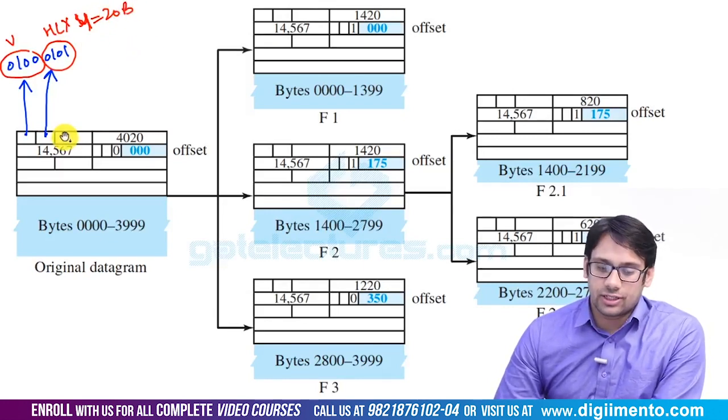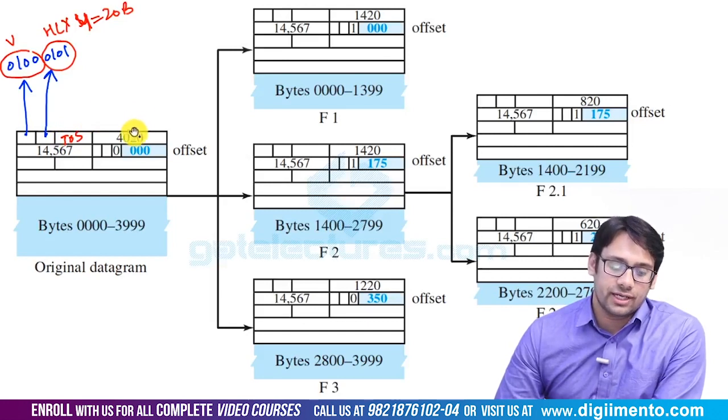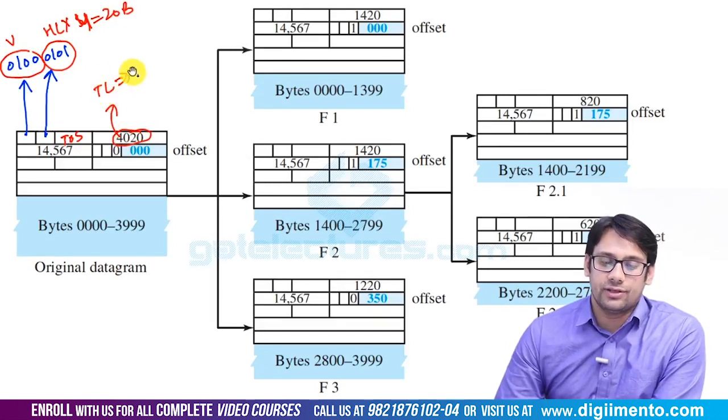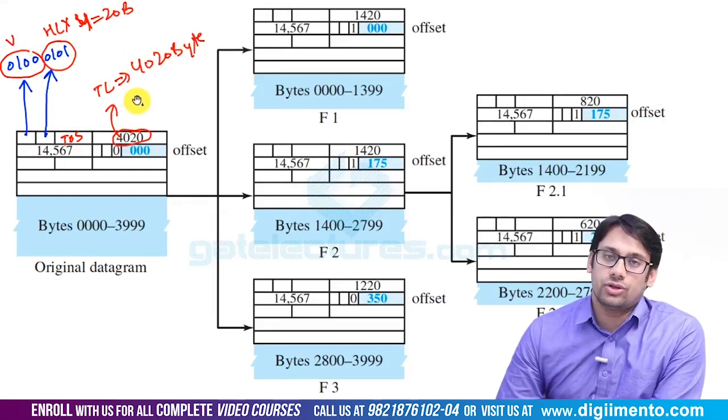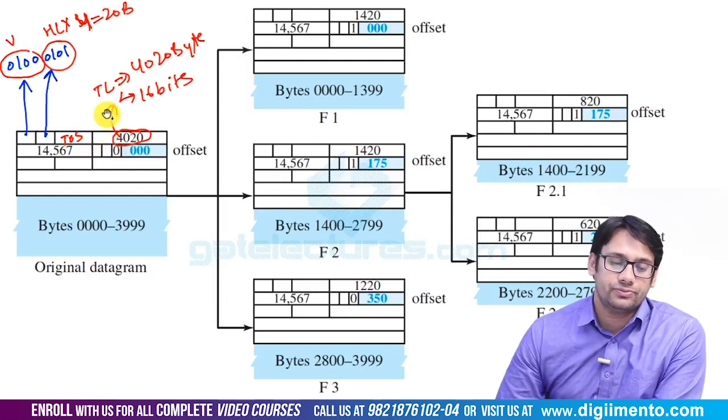Now this is your type of service field. Right now we don't need this. And this is your total length field, and total length field is around 4020 bytes. So this is stored in the form of binary in 16 bits. I think you remember their sizes also.